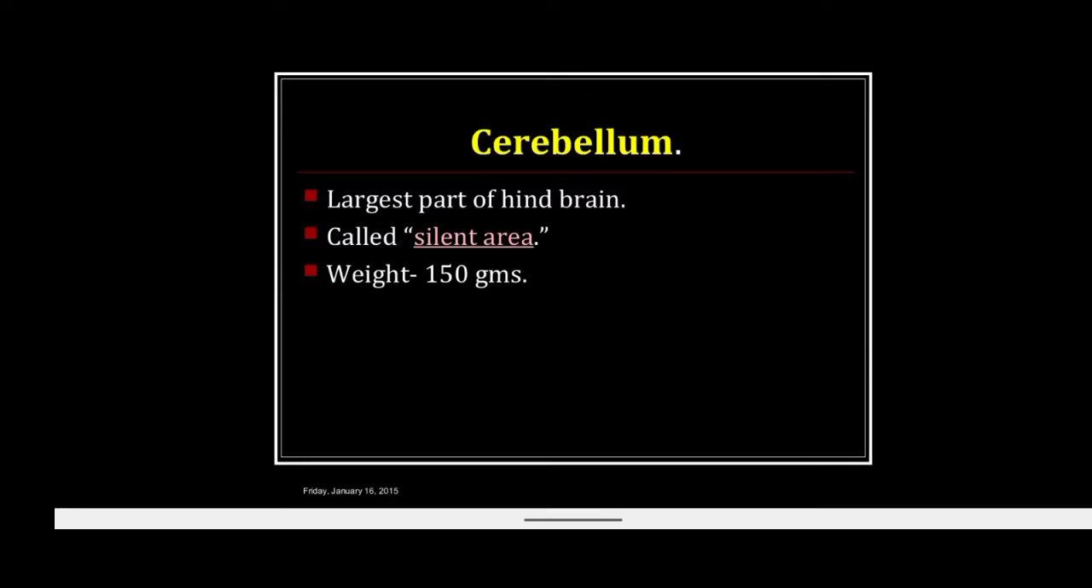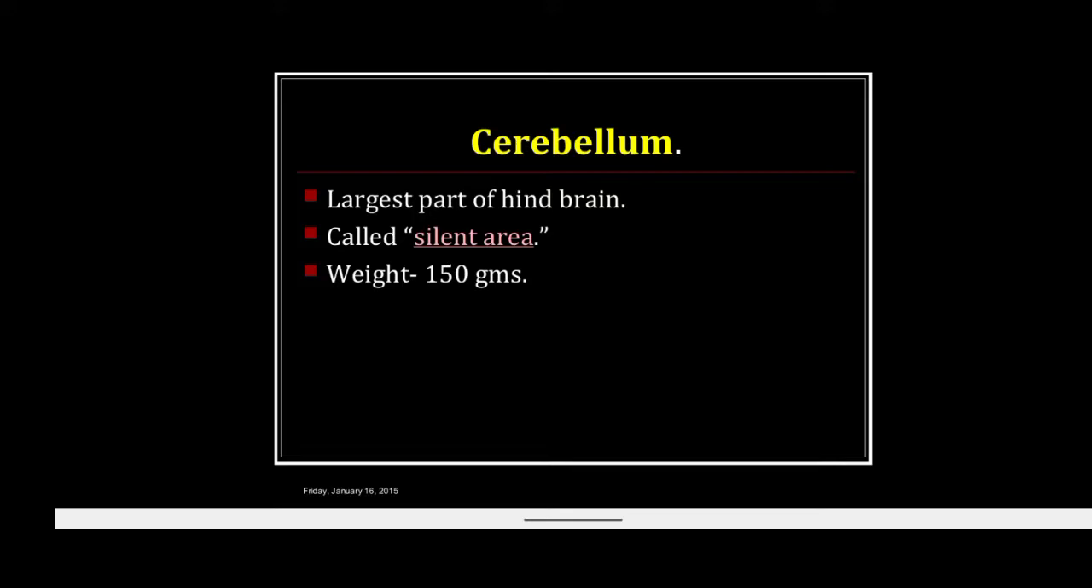Today I am going to teach you all about the cerebellum. Cerebellum is a very important structure and it is a vitally important part of the motor system of the brain. And this cerebellum is responsible for coordination of movement and motor learning.